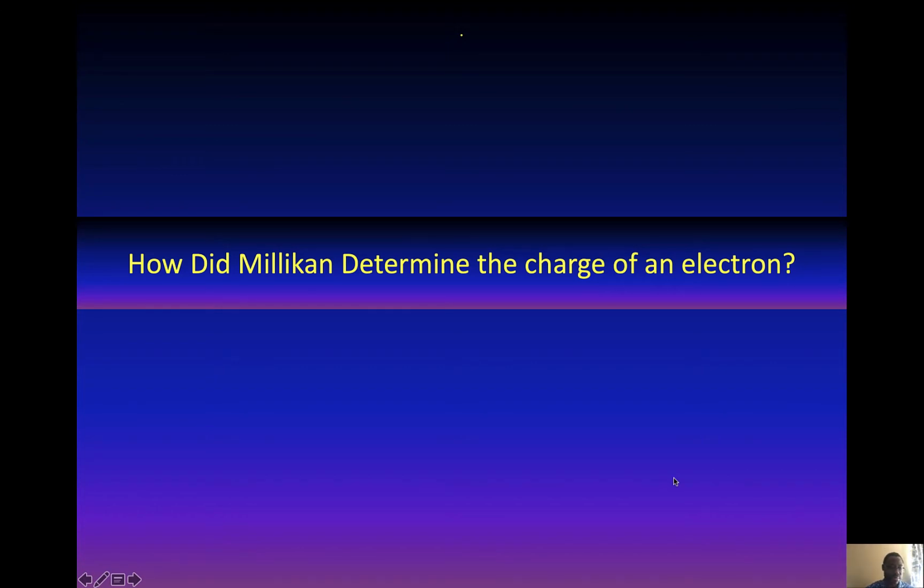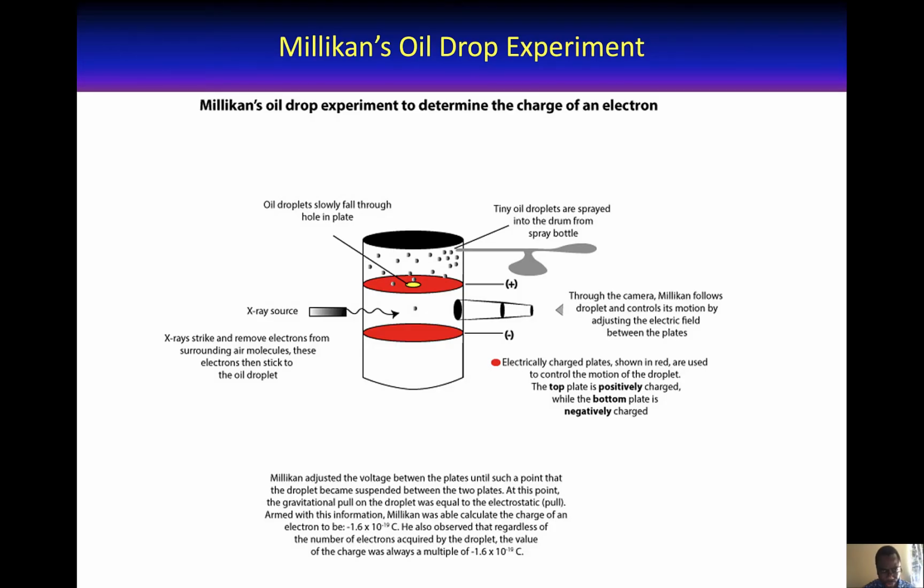Welcome to Concepts in Chemistry. In this talk, we'll discuss how Millikan determined the charge of an electron and how this charge was used to calculate the mass of an electron. To start, let's review Millikan's oil drop experiment setup.